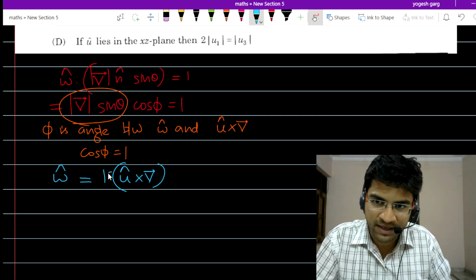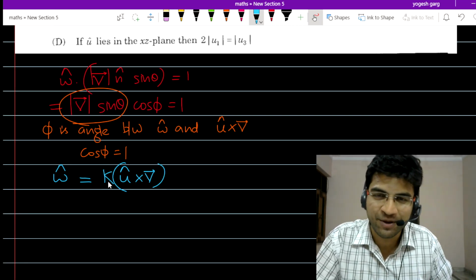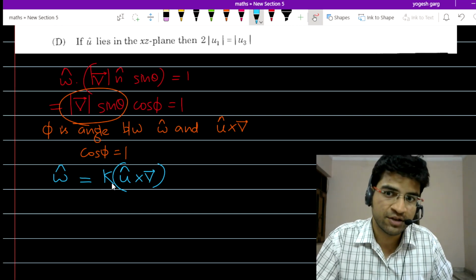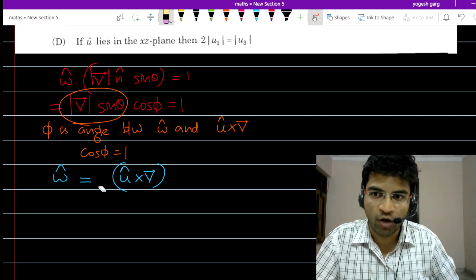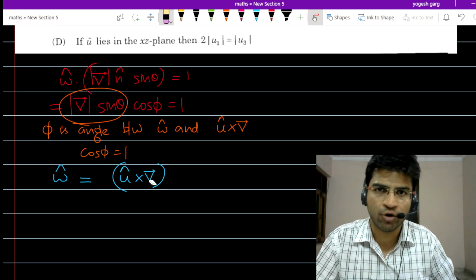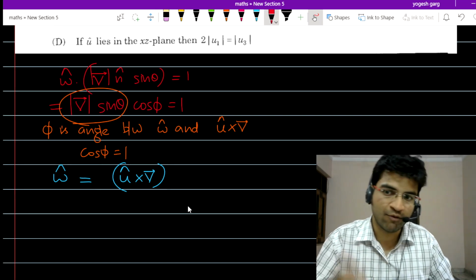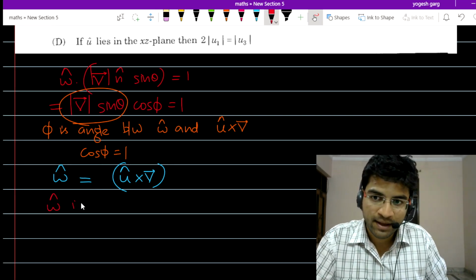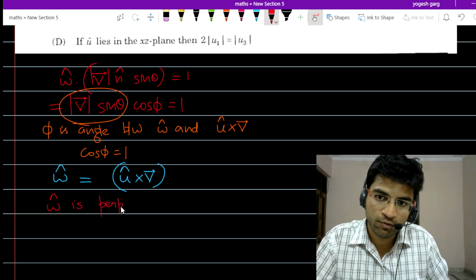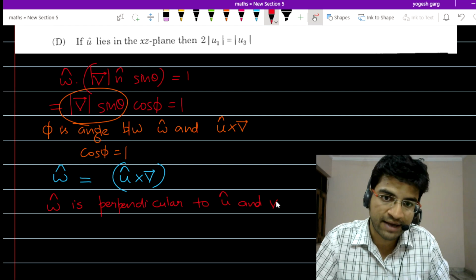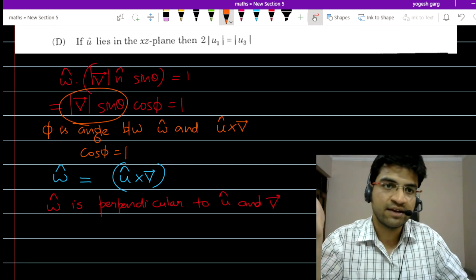Let us say there is some k, but k should be equal to 1. Why? Because mod of W cap will be 1, and mod of U cap cross V vector is equal to 1. So k should be equal to 1. Remove this. So now we have this expression: W cap is equal to U cap cross V vector. They are same. It means what we can say for this particular thing, W cap is perpendicular to U cap and vector V. Now just see A and B options.